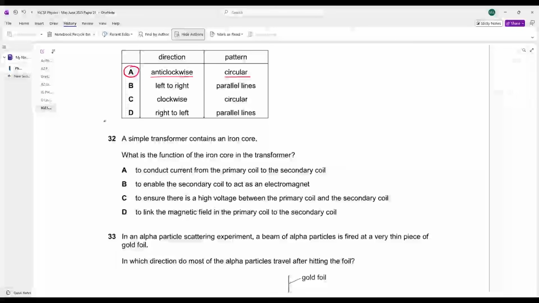A simple transformer contains an iron core. What is the function of iron core in the transformer? Iron core का क्या function होता है in the transformer? To conduct current? No. To enable secondary? No. To ensure that a high voltage? No. To link the magnetic field in the primary coil to the secondary coil? 32 का answer is D.